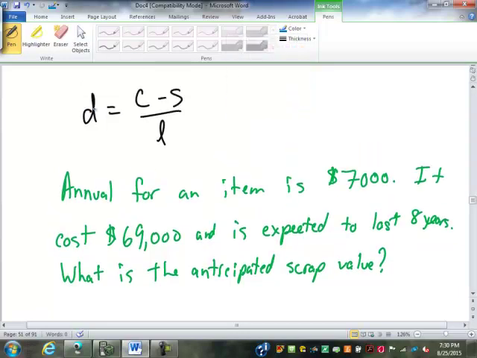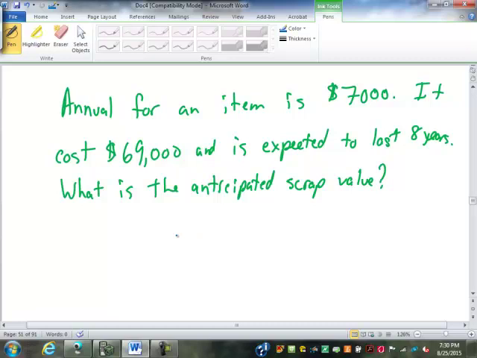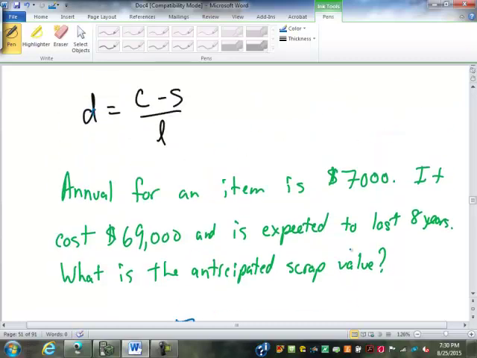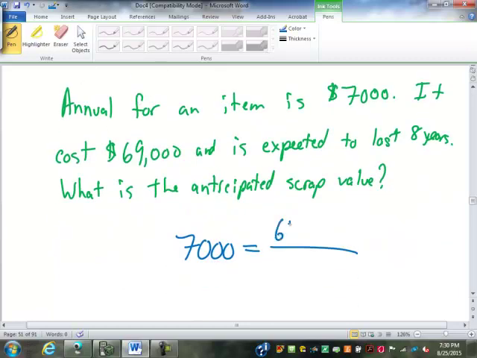So for our formula, do we know D? 7,000. Do we know the cost? 69,000. Do we know the scrap value? No, that's what we're looking for. Do we know the useful life? 8 years. We better know the useful life because we only have one unknown.